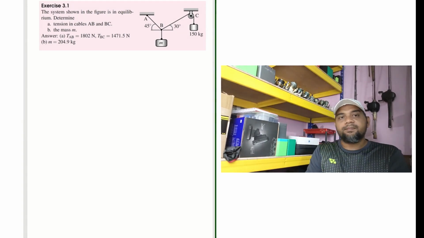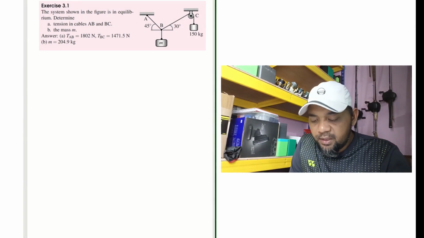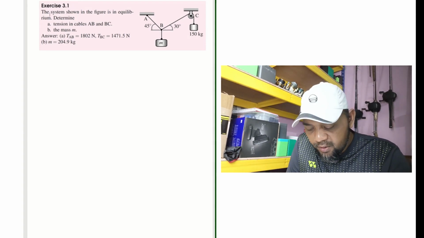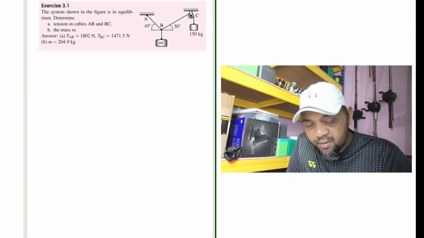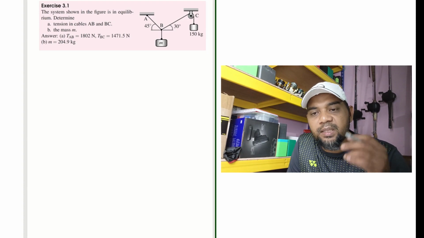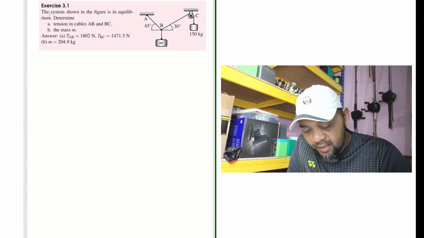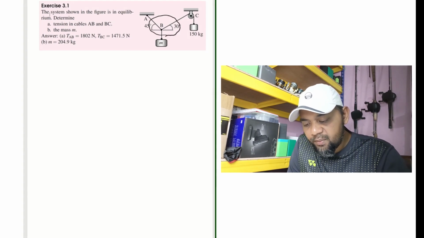So the first thing to do is you must draw a free body diagram. Now we want to know the tension AB, BC, and the mass. So of course, the point of our analysis will be at point B. The first step is to detach point B from other parts and analyze this point.